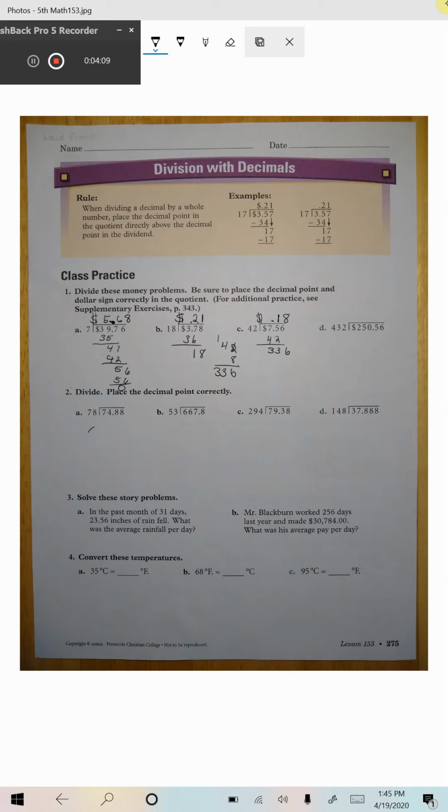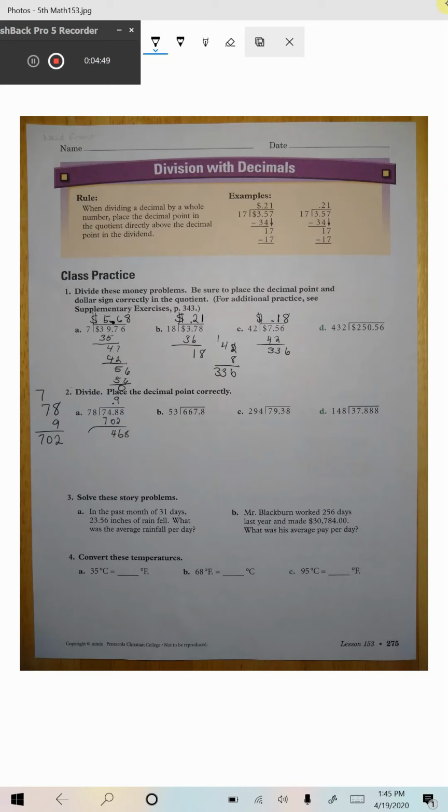Down here, these are not money, but they're still decimals. So still put your decimal up top. 78 does not go into 74, but it's pretty close. So I have a feeling it would go into 748, maybe 9 times. Let's see what 9 does. It might be too big. 63, and it is 70. Yep, that works. If I do that right, 270, yeah. So this is a 9, and this is 702, 6 and 4, and now I have an 8.